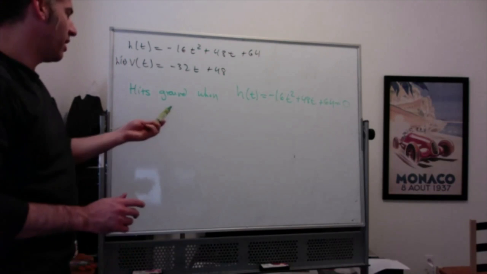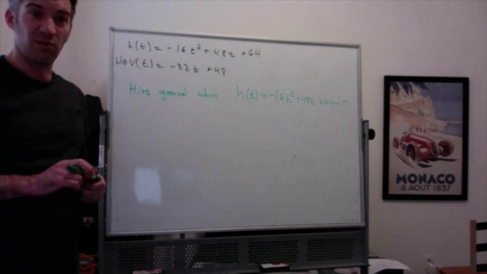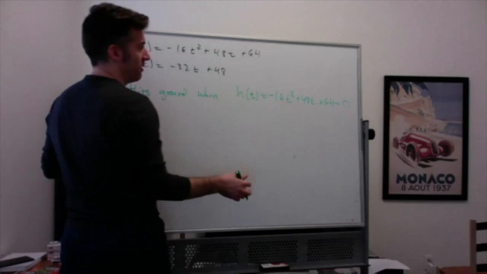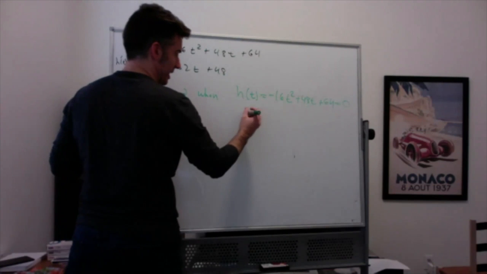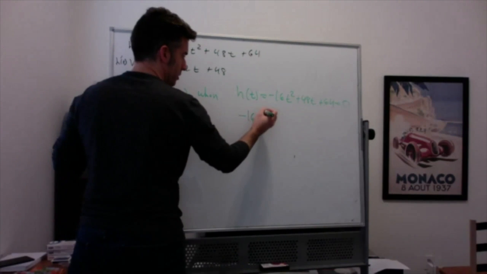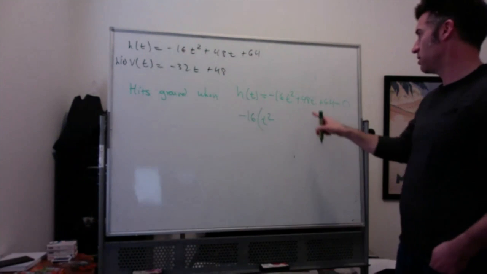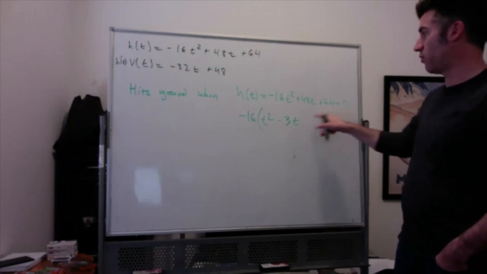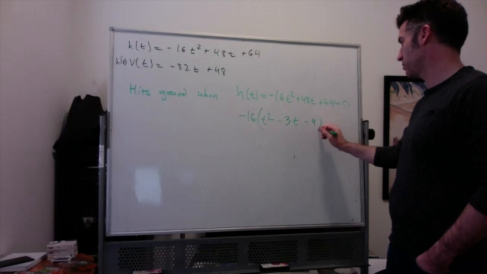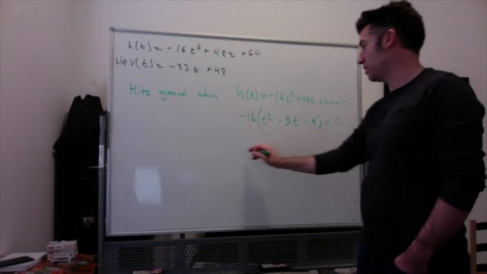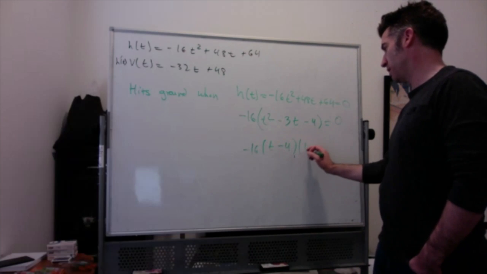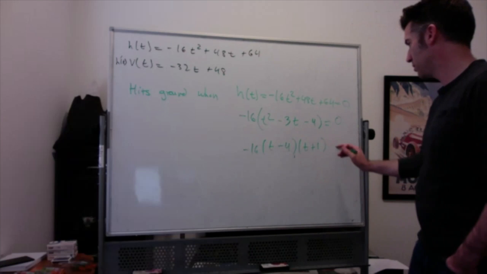If someone's been thoughtful about this kind of question, they'll usually pick numbers that are multiples of 16 to make life easier. So I'm trying to set this equal to 0. I'm going to factor out a negative 16 because I can. Or you can divide both sides by negative 16, same difference. 48 divided by negative 16 is minus 3t, and 64 divided by negative 16 is negative 4. And I can definitely factor this. This factors as t minus 4 times t plus 1.